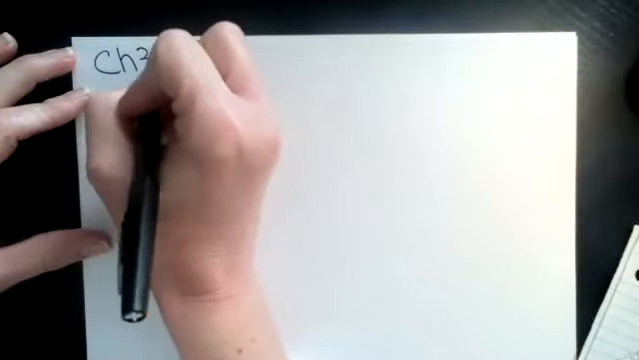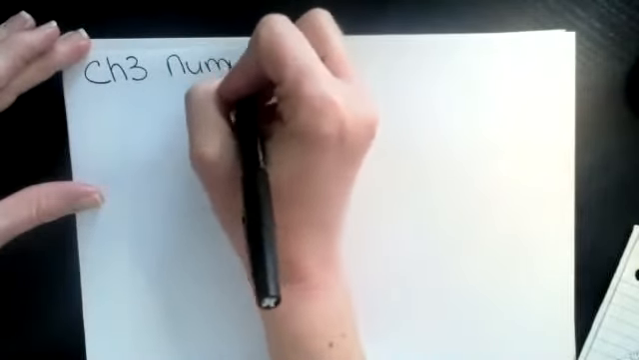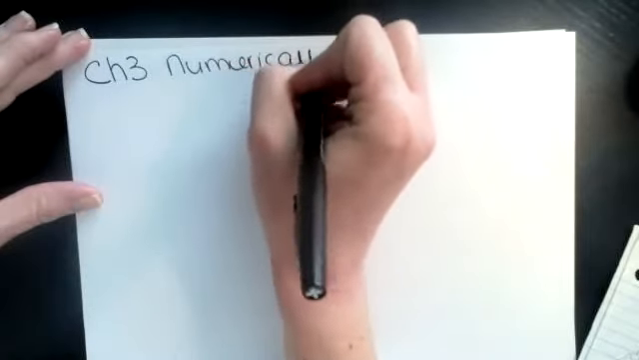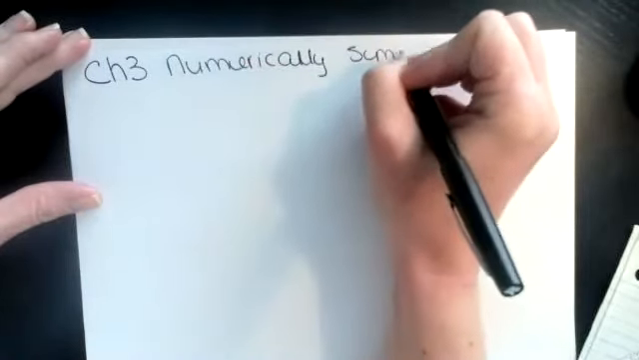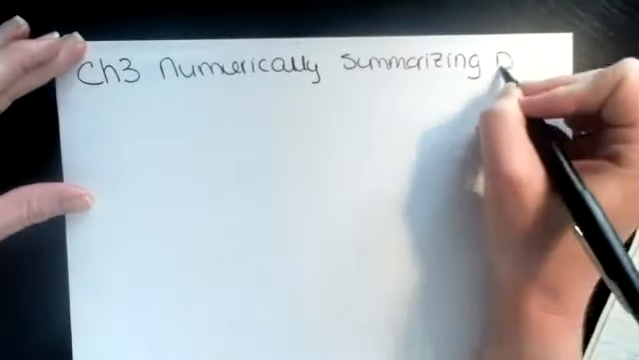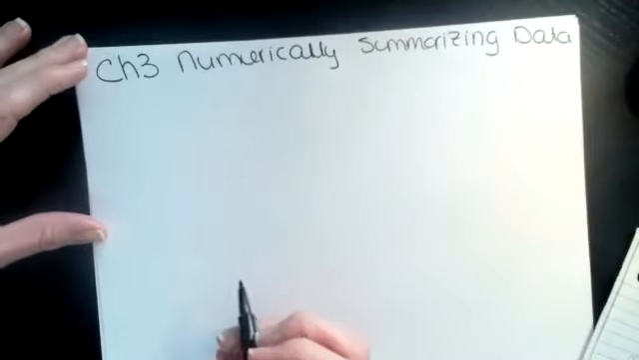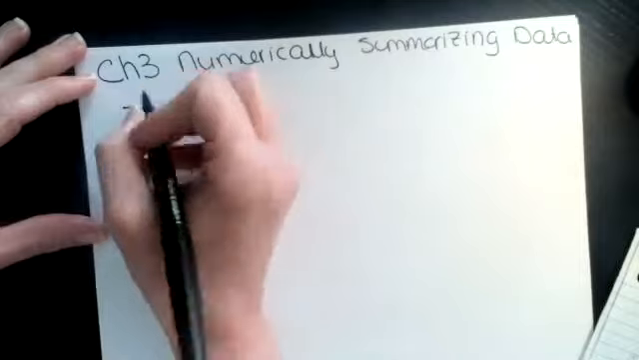Okay, so today we're still in chapter 3. This is actually the last part of chapter 3. And in chapter 3, remember we're numerically summarizing data. Today we're going to pick up right where we left off last class, and we're looking at measures of position.